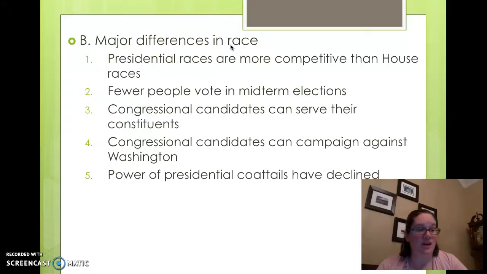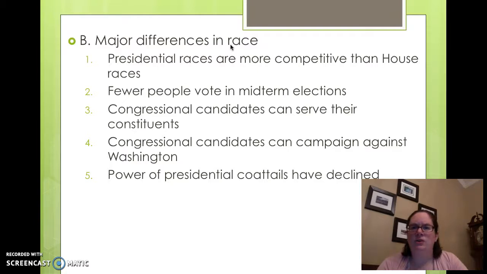All right, so this is on the outline. It says presidential races are more competitive than House representative races. Yeah, more power, more competitiveness. Fewer people vote in a midterm election. You need to know that a midterm election is called an off-year election. In presidential elections, you have 50-ish% of the population that comes out to vote. In a midterm or off-year election, it's more like 33%. There's a dramatic decline.